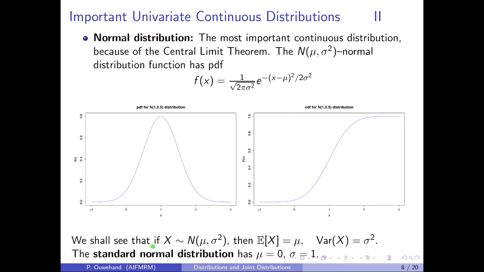We shall see that if X is normally distributed with parameters mu and sigma squared, then its expectation will be mu and its variance will be sigma squared. Expectation and variance will be introduced soon. The standard normal distribution is the normal distribution with parameters mu equal to 0 and sigma equal to 1.